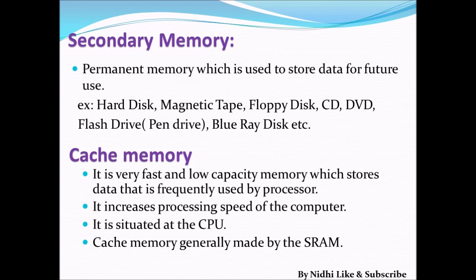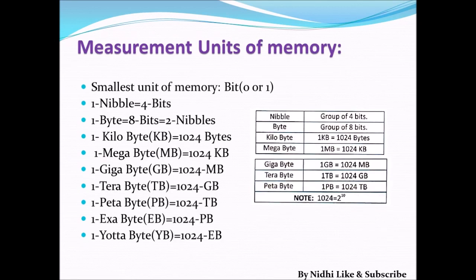Now we will see the measurement unit of a memory. So smallest measuring unit of memory is bit. Bit means either it is 0 value or 1 value. So if we combine 4 bits, then we can call it 1 nibble. And if we combine 8 bits, then we can call it 1 byte. And 8 bits means 2 nibbles.